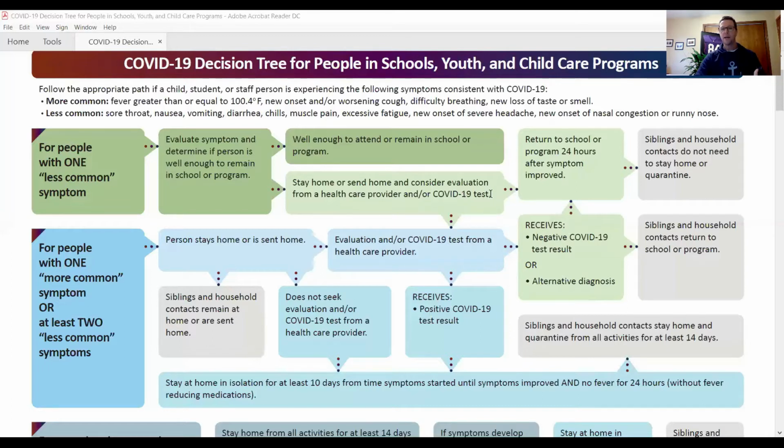If you decide not to get an evaluation or a COVID-19 test, we're certainly not going to make you do that for one less common symptom. Just have the kids stay out until 24 hours after the symptoms have improved. And if that's the case, with one less common symptom, siblings and household members do not need to stay home or quarantine. So that would be the less common symptom.